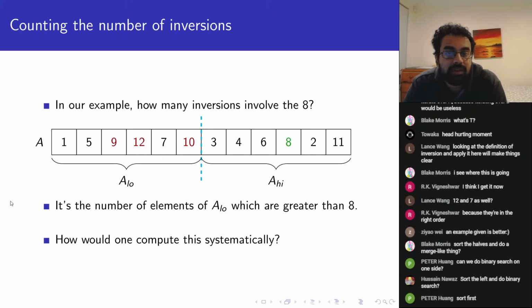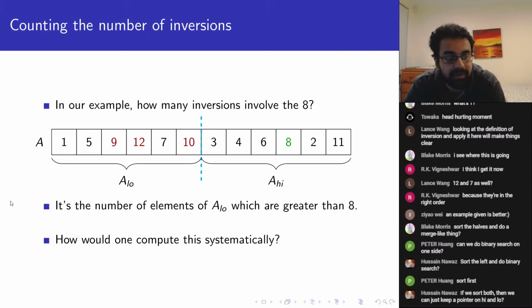However, this is starting to feel very much like merge sort. And in merge sort, the merging only took linear time. So let's try and do something very similar to the merging and see if we can actually count the number of inversions crossing the partition in not n log n time, but strictly linear time.